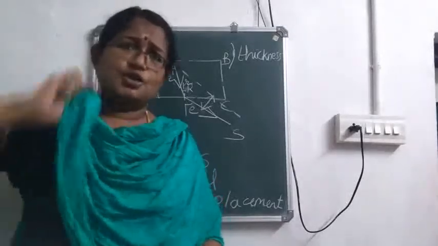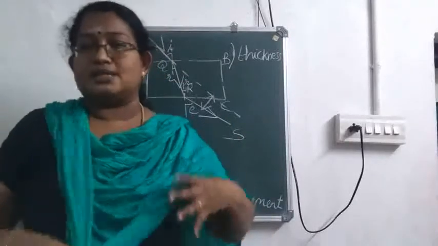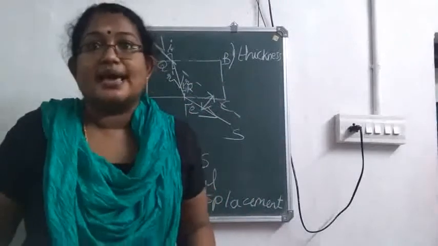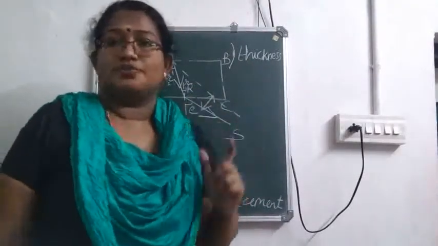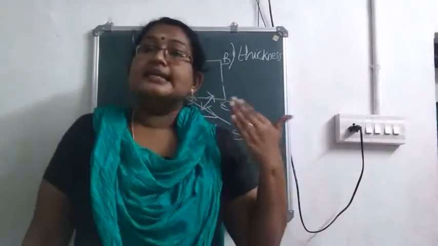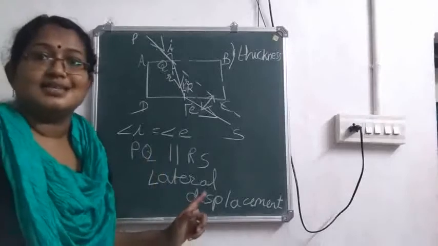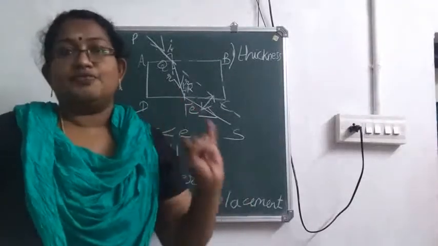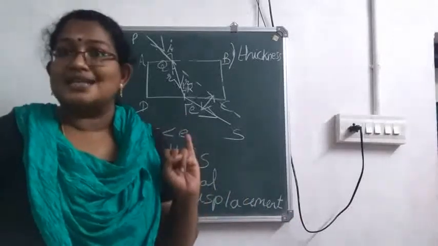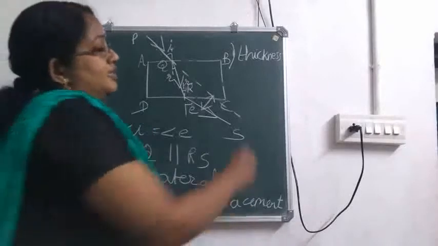That was the question. It came many times for the board exam. So, the first factor is thickness of the glass slab, and it is directly proportional. If the thickness of the glass slab increases, lateral displacement also increases.